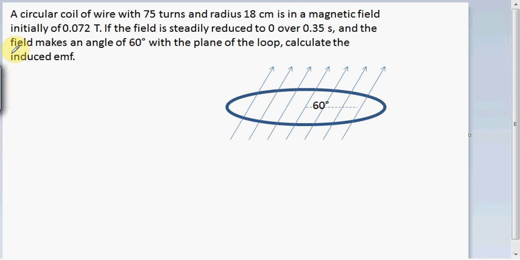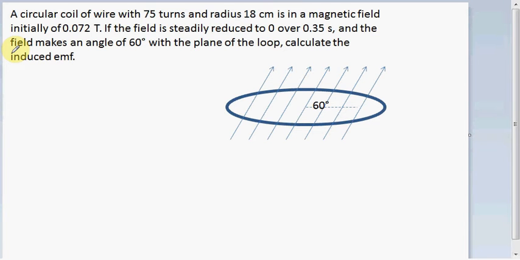All right, I'm back. Here we've got another physics problem. This one has a circular coil of wire, and in the diagram there, we're looking at it edge on. It's circular, it's got 75 turns, and it's got a radius of 18 centimeters.